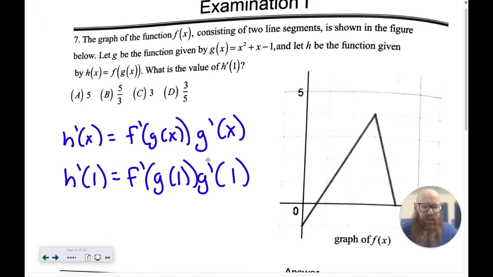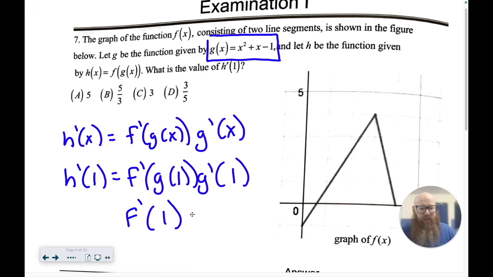And then I'm going to use the information given. If I want g of 1, I'm just going to use this. So g of 1 is 1 plus 1 minus 1, which is 1. So I have f prime of 1, and then I have times g prime of 1. If I want g prime of 1, I'm just going to take the derivative of this, and I'm going to do 2x plus 1. So g prime of 1 is 3.